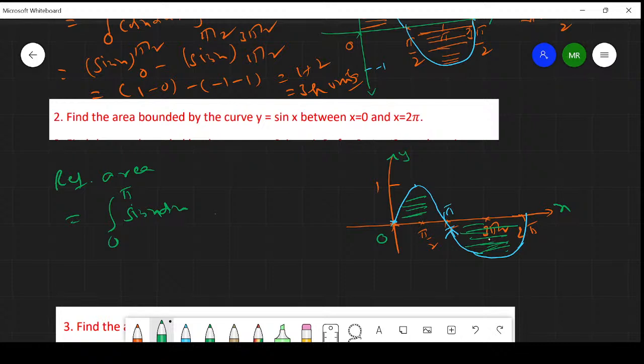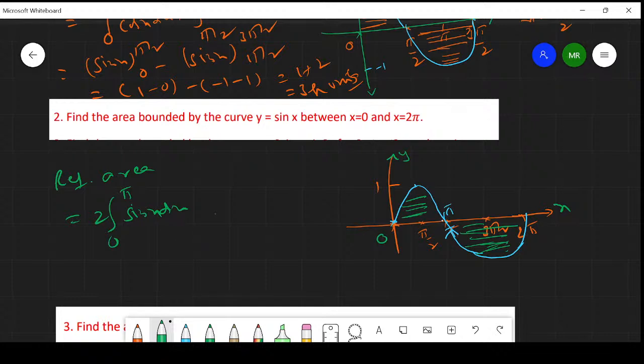Both are the same here. Instead of writing 0 to 2 pi, 0 to pi, pi to 2 pi, this length is the same. So I can write 2 into integral 0 to pi sin x dx. Because this area is equal to this area, I can write 2 into integral 0 to pi sin x dx. Whatever the area is from 0 to pi, the same way it comes from pi to 2 pi.